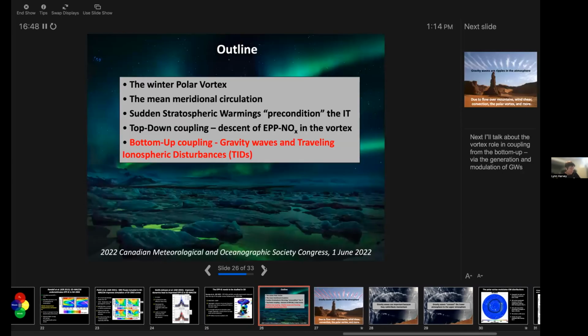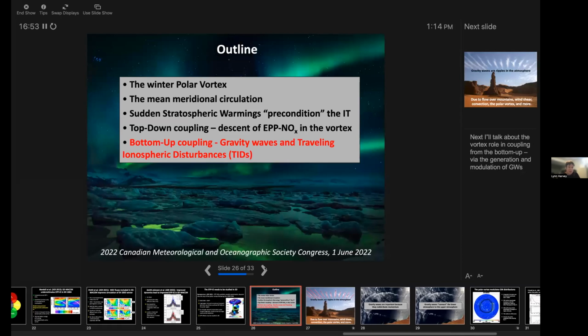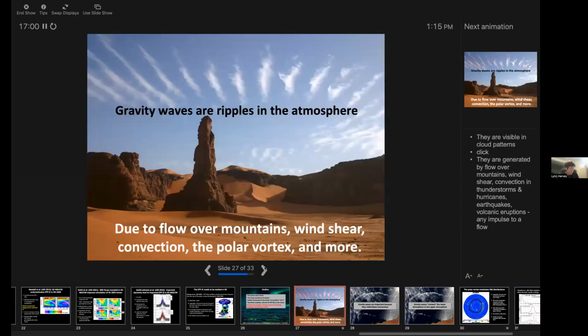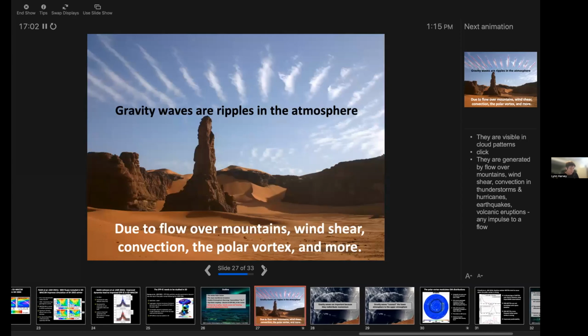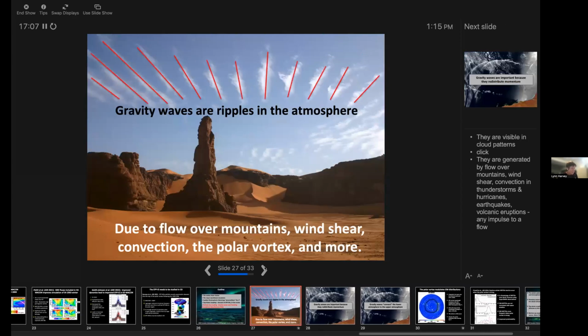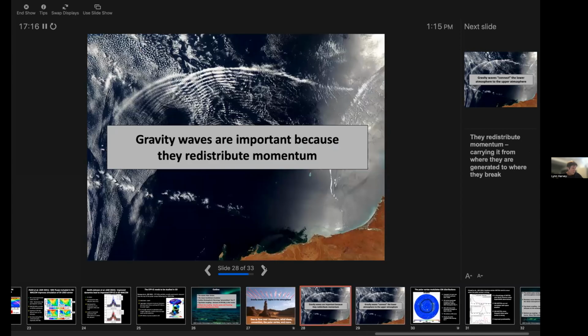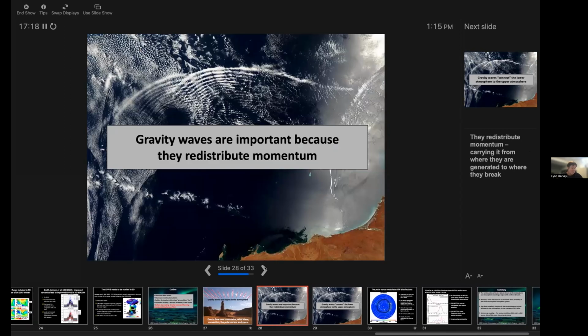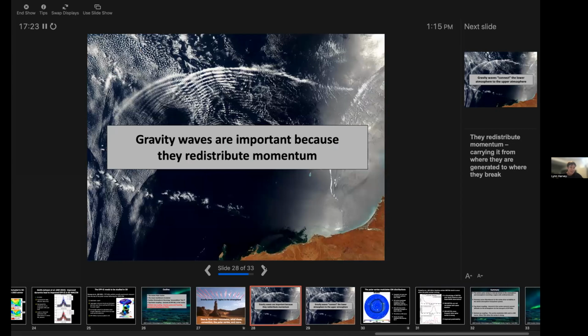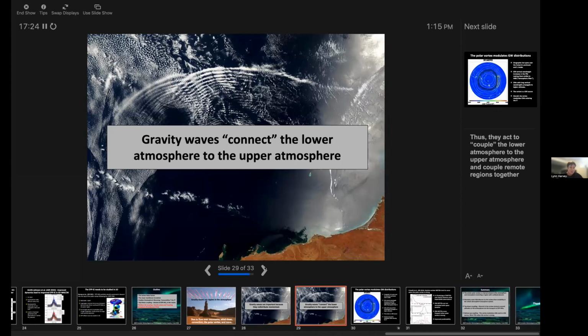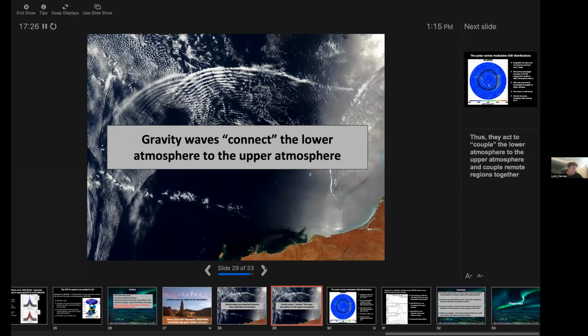Okay, so let's talk about bottom-up coupling via the generation and modulation of gravity waves and their effect on traveling ionospheric disturbances. Gravity waves are ripples in the atmosphere. They're visible in cloud patterns. They're generated by flow over mountains, wind shear, convection, thunderstorms, hurricanes, any impulse to the flow. They act to redistribute momentum, carrying it from where the waves are generated to where they break. Thus, they act to couple the lower atmosphere to the upper atmosphere and remote regions together.